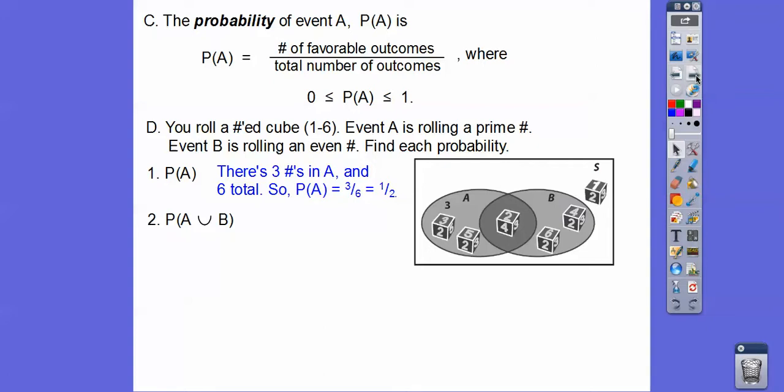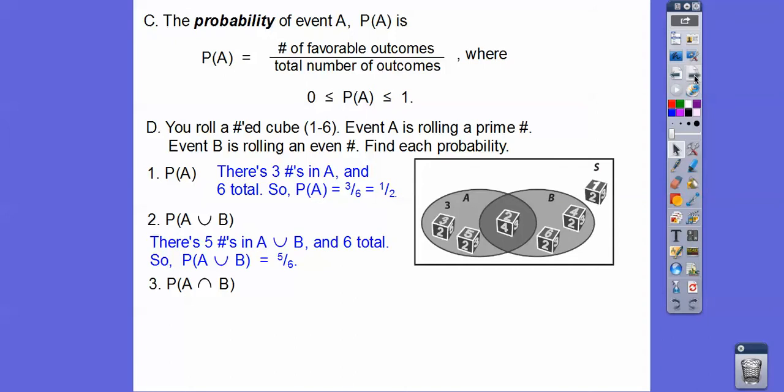Okay. How about the probability of A union B? Now I know the bottom number is going to be 6. It's always 6 because that's the total. Well, what are all the numbers that are in A or B? There's 5 numbers that are in A or B. So that's our answer, 5 out of 6. Okay. How about the probability of A intersection B? There's only 1 number out of 6, so that's going to be 1/6, okay?